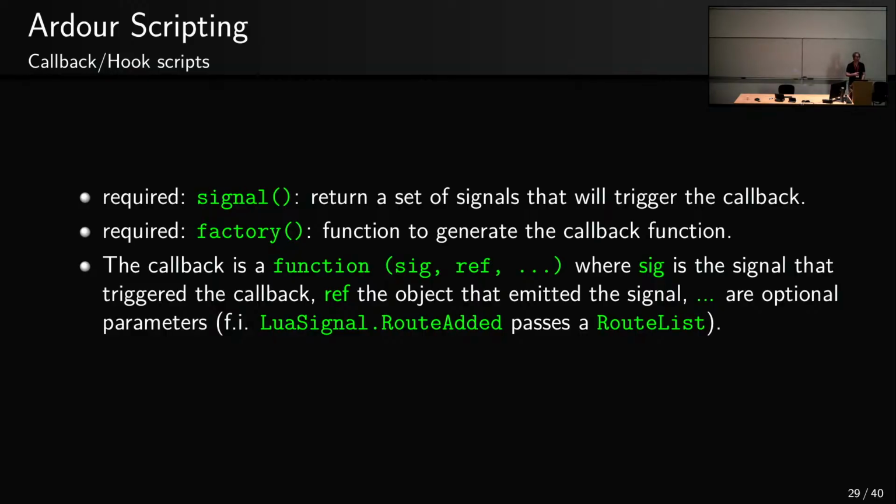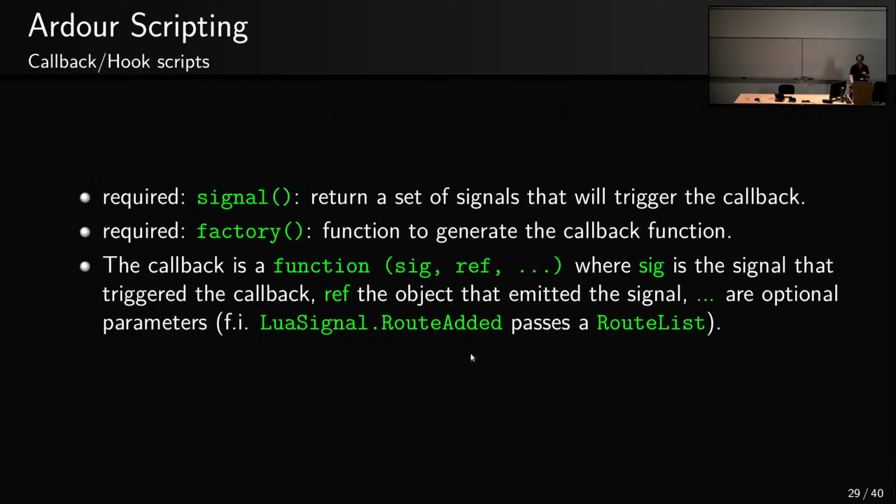The callback, or we call them hook scripts internally, require first a signal function that returns a set of signals that will trigger the callback. So there can be more than one that triggers a given script. And then a factory function to generate the callback function. And the callback function first receives the signal that actually triggers it, since you can have multiple ones. Then you can get a reference to the object that causes the signal to be triggered, and an optional number of parameters.